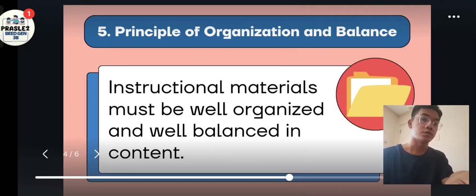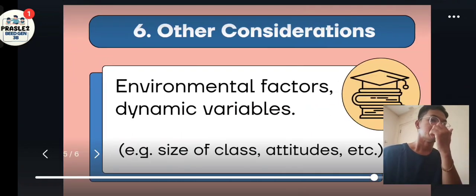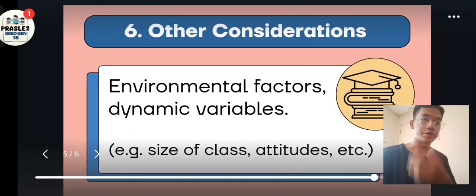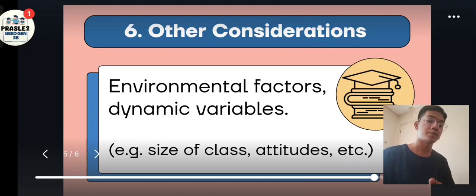Okay, so last one we have. Okay, so in selecting instructional materials, we have here number 6, the last one. We have other considerations, like environmental factors, dynamic variables. So ano po yung mga example nun? So we have here size of class.